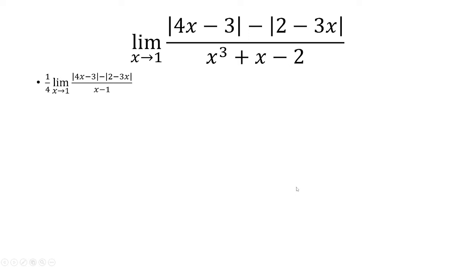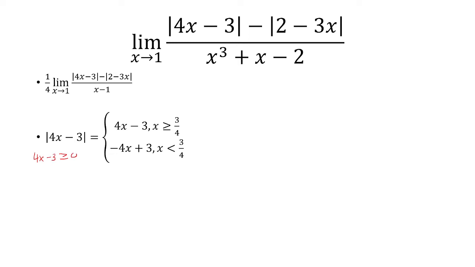In order to solve this limit, we have to look at what the absolute value of 4x minus 3 is. It's going to be 4x minus 3 if 4x minus 3 is greater than or equal to 0, in other words, x greater than or equal to 3/4. And it's going to be the opposite, multiplying everything inside by negative 1 to get negative 4x plus 3, and then instead of x greater than or equal to 3/4, we do the opposite, which is x less than 3/4.